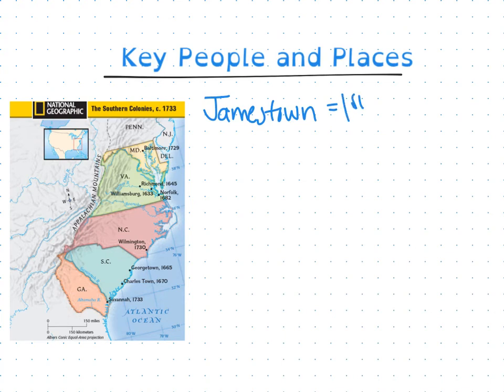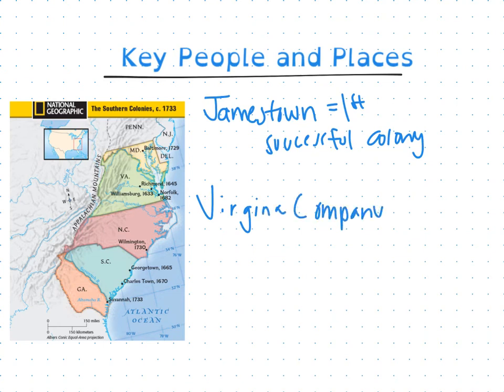Jamestown was the first successful colony. There was a colony before that, and we're going to talk about that a little later, but it was the first successful one. So then some people that you're going to need to know, or in this case, one person and one company, is the Virginia Company. We'll start with that. The Virginia Company was the one that founded Jamestown.